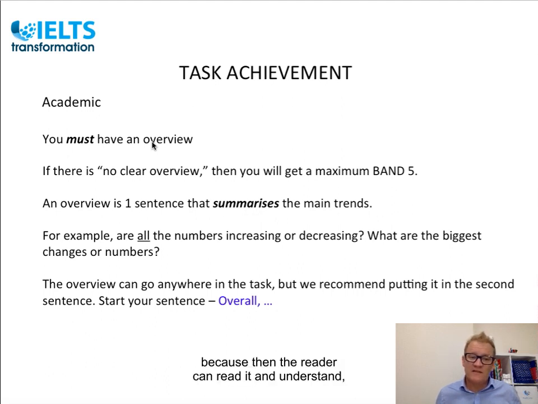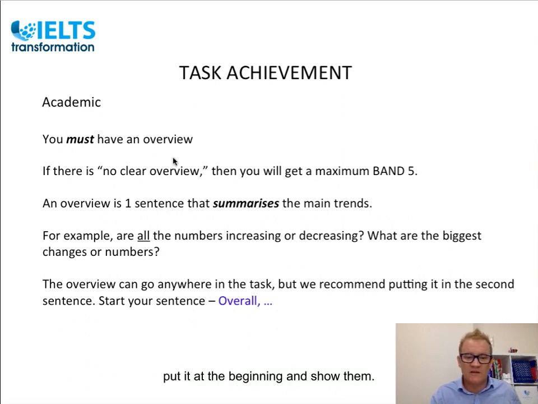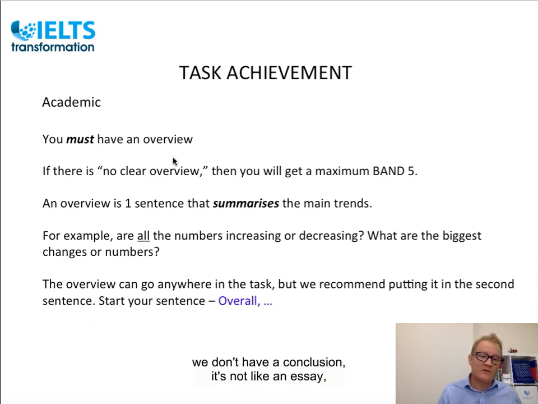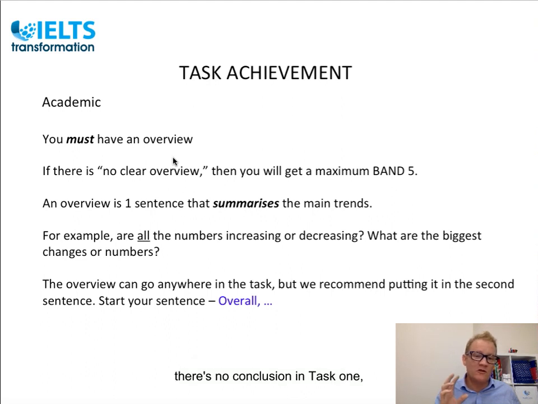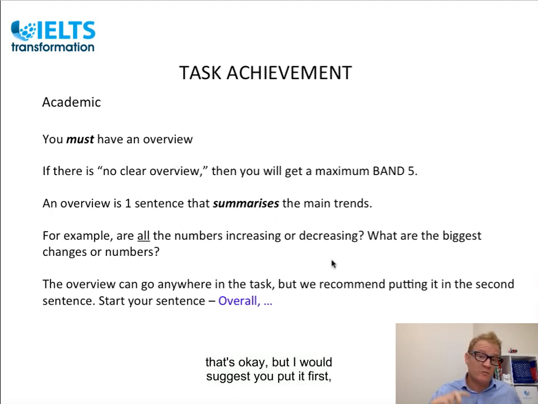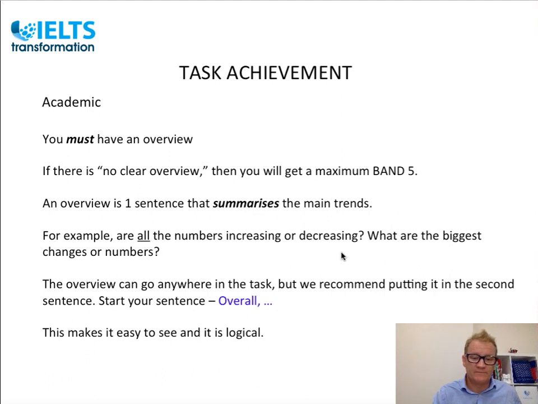because then the reader can read it and understand, there's the overview, because the reader is looking for the overview, because that's what IELTS is looking for. So show them. Put it at the beginning and show them. You can put it at the end, but remember, we don't have a conclusion. It's not like an essay. There's no conclusion in task 1. But some people will put the overview at the end, and that's okay. But I would suggest you put it first. It's more logical and easy to see. There you go.